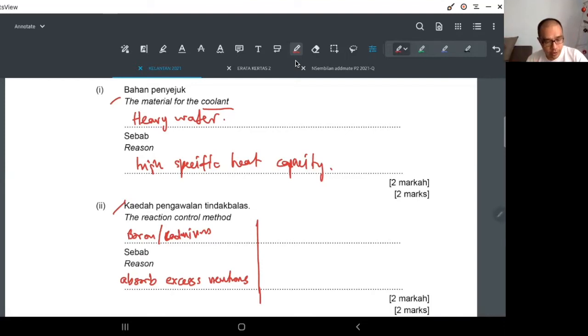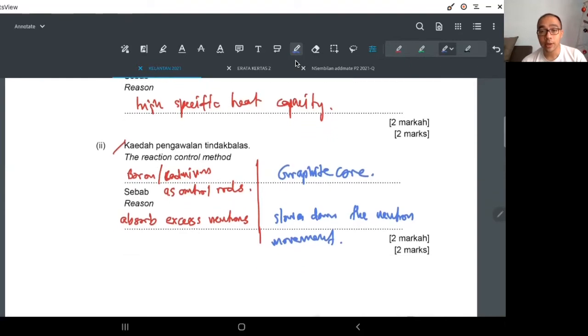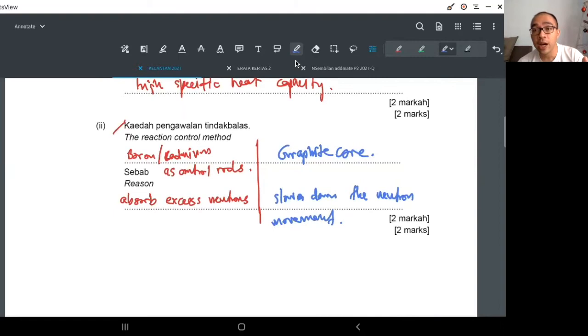Okay, I think this is called control rod. Okay, boron as control rods. Okay, this is one way to control the reaction. Okay, another way to control the reaction is by using a graphite core. Okay, we use the graphite core to slow down the neutron movement. Because when you slow down the neutron movement, then it becomes very hard for them to break the uranium apart, to set off the chain reaction. Okay, we don't want that. So either one of these two answers is fine.